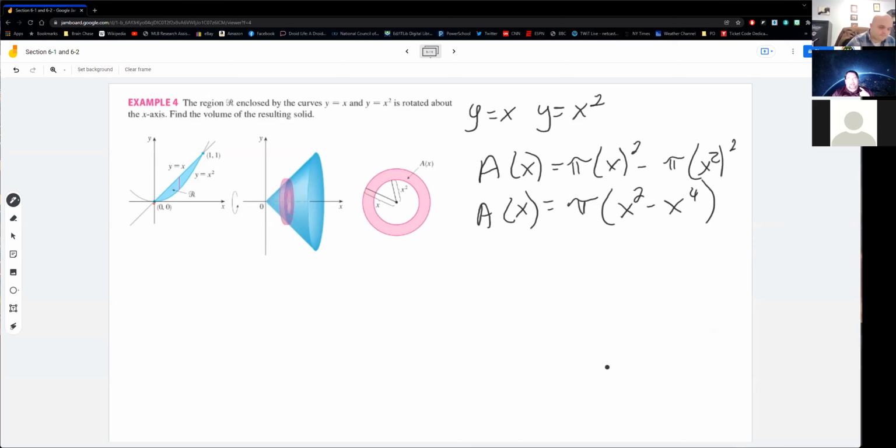All right, so now do you see how we got the area piece from it? Because I have to subtract those 2 parts off.